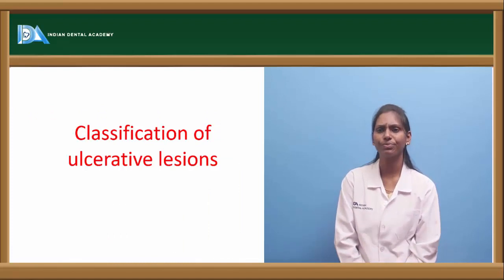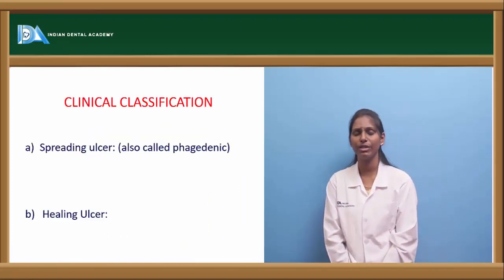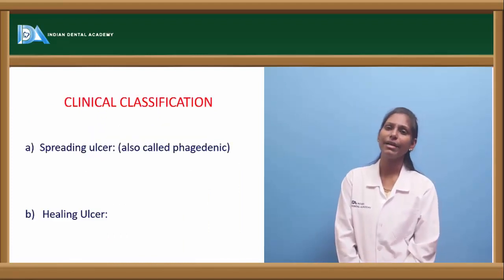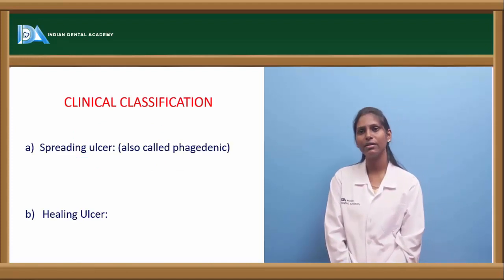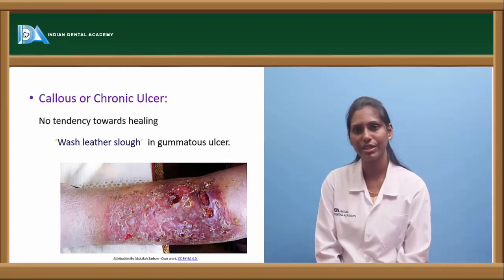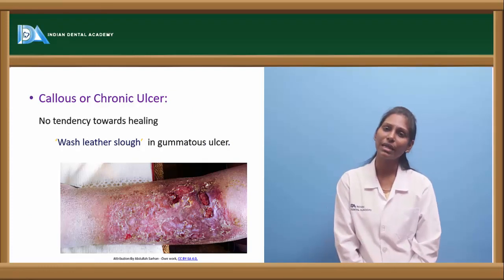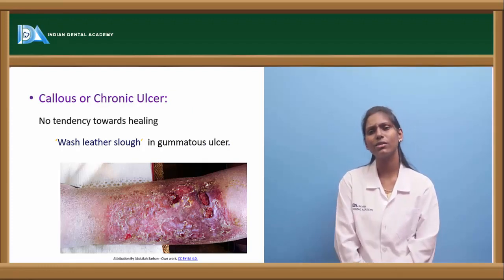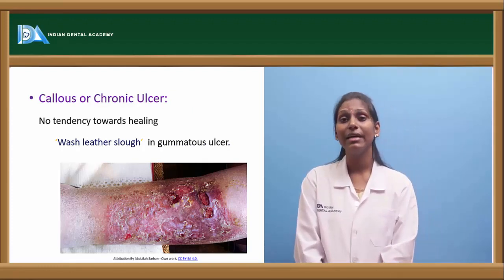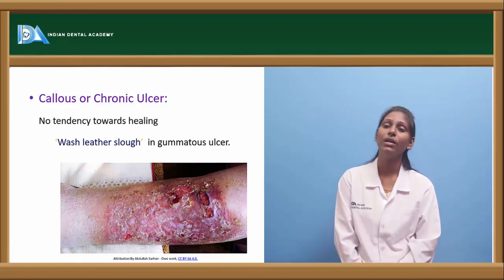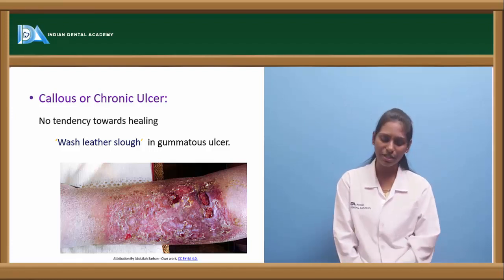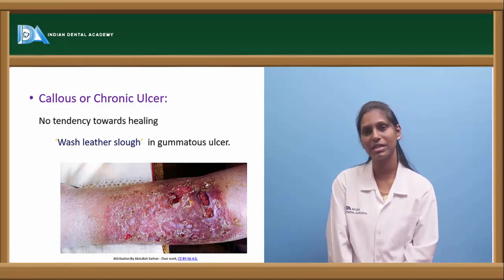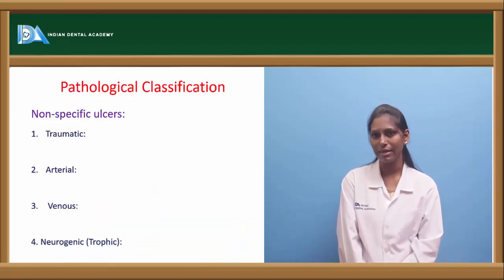Next, coming to classification of these ulcerative lesions. Usually they are clinically classified as spreading ulcer or healing ulcer. Spreading ulcer is also nothing but phagedenic ulcer. And we can also say callus ulcer or chronic ulcer. This callus or chronic ulcer usually doesn't have any tendency towards healing. These are usually long-standing chronic ulcers. They have a particular feature called washed leathery slough, especially in case of gummatous ulcer.